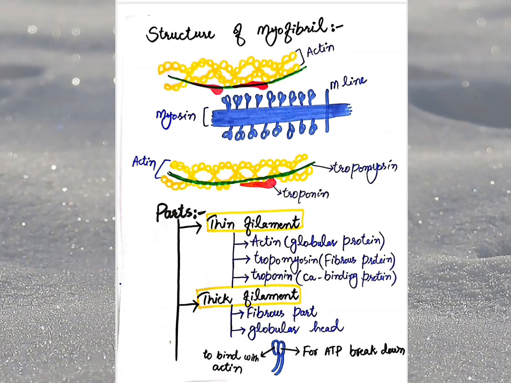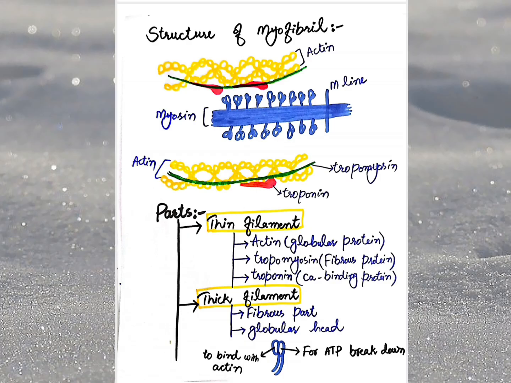Now you can see the myofibril has two types of filaments, the thick filament and thin filament. So firstly we are going to study the thin filament. This is the thin filament. You can see these are the two thin filaments and this is the thick filament, and these are actually making the myofibril. So this is the thin filament, and it has actin protein.